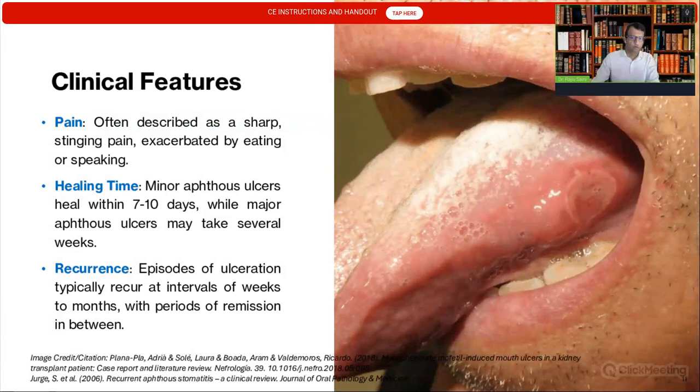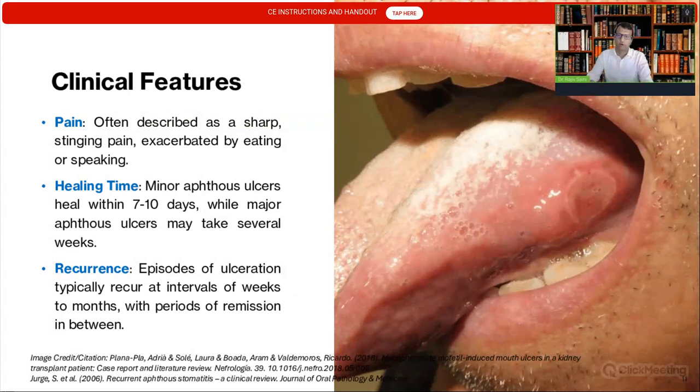When we discuss the pain, pain is one of the most prominent features of aphthous ulcers. The patient usually comes with the symptom of intense pain, and especially that pain is enhanced while eating or speaking. When we look at the general healing time of an aphthous ulcer, it usually takes 7 to 10 days to heal. That's when we are talking about the minor aphthous ulcer, but if you look at major aphthous ulcers, they can take more time. They can take weeks and weeks to heal.